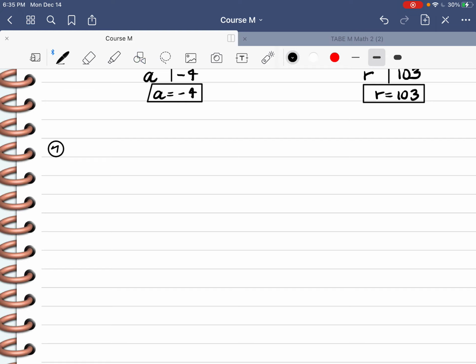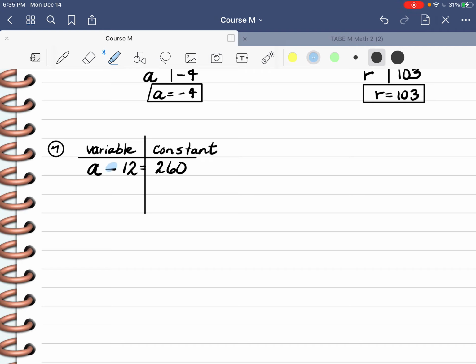Number 7. A subtract 12 equals 260. Power t. Variable. Constant. What needs to move? Add 12. Add 12. Cancel. Copy. Standardize.